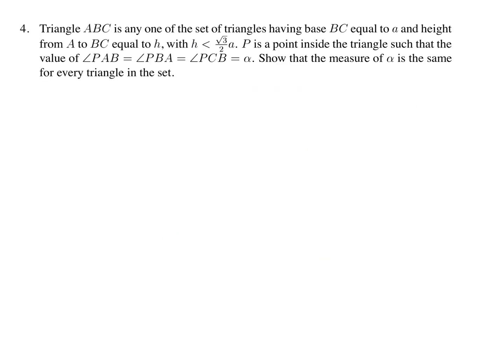Triangle ABC is any one of the set of triangles having base BC equal to A and height from A to BC equal to H, with H less than the root 3 over 2A times A. P is a point inside the triangle such that the value of angle PAB is equal to angle PBA is equal to angle PCB is equal to alpha. Show that the measure of alpha is the same for every triangle in the set.